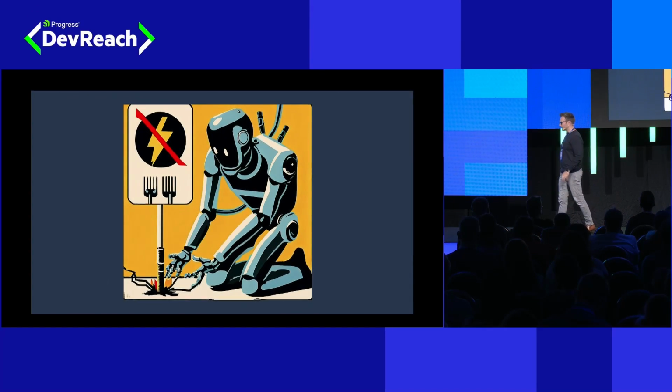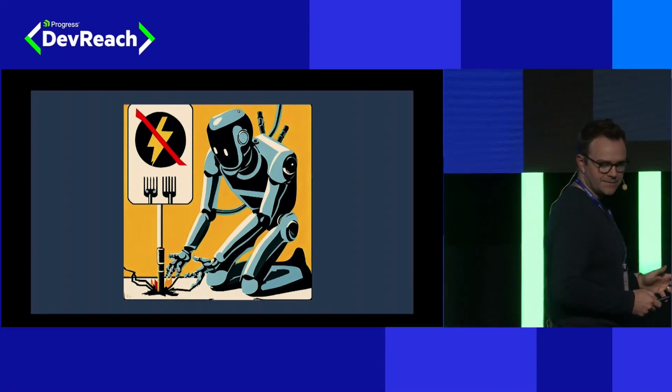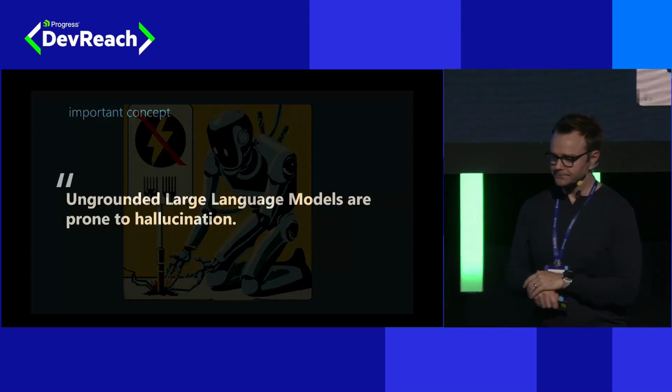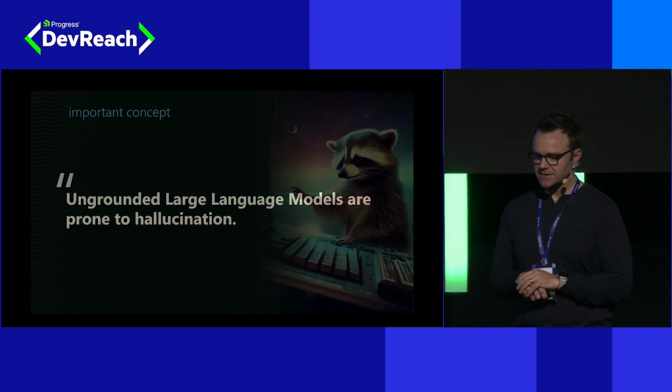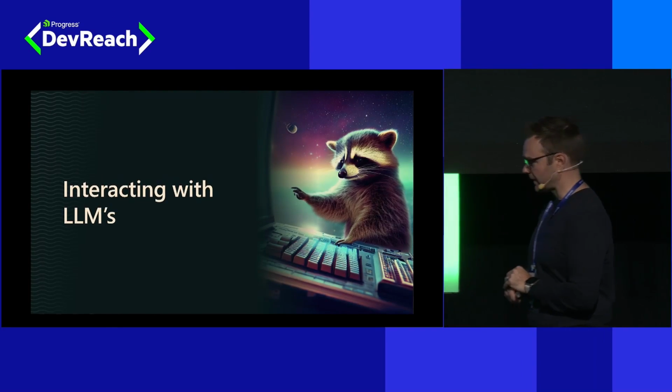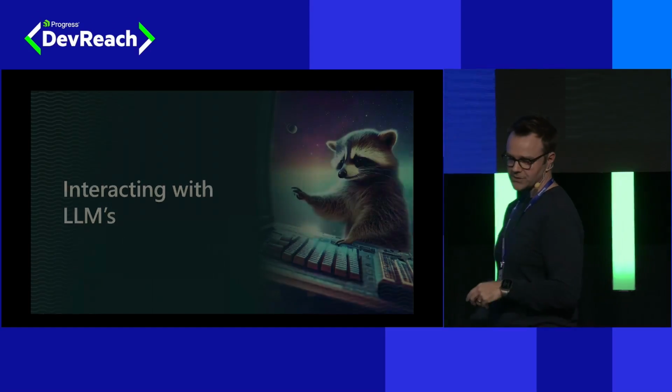So ungrounded models are a problem. We, as developers, need to ground our models to make sure that we are getting back responses that are useful to our users and they're not hallucinations like we saw with the DevReach conference. There are many ways to go about grounding models, but to give you a brief intro to a way, let's look at prompt engineering, and that's how you interact with a large language model.